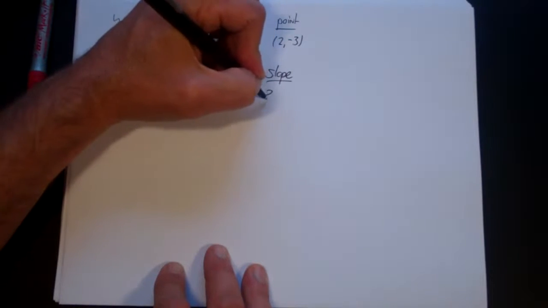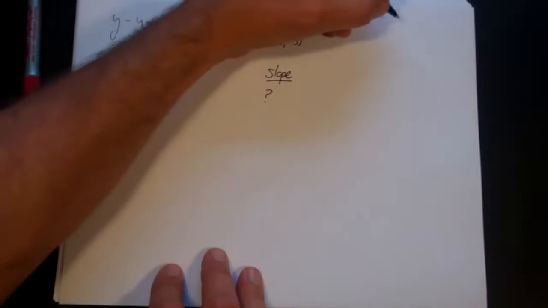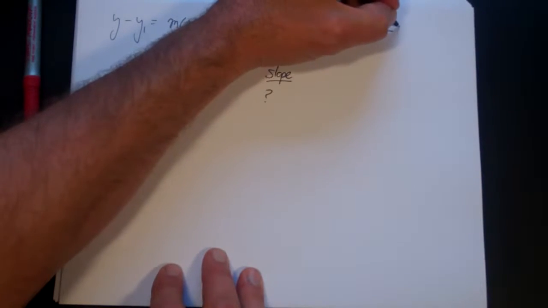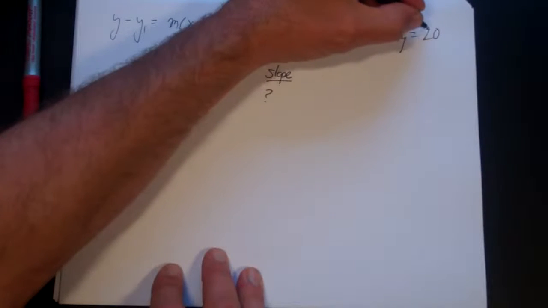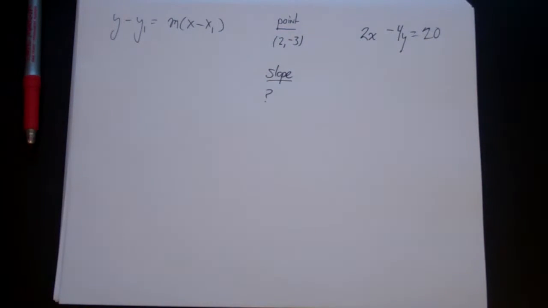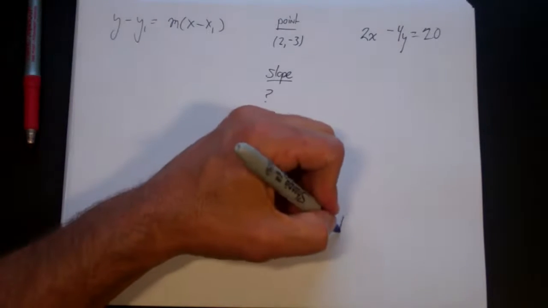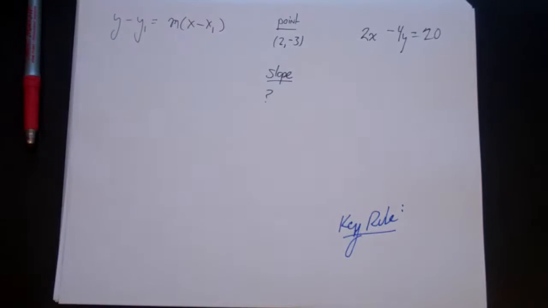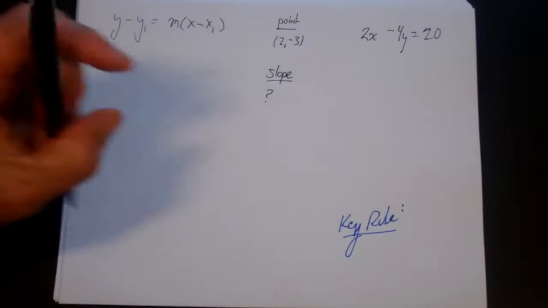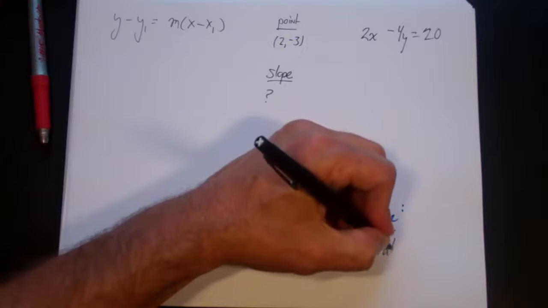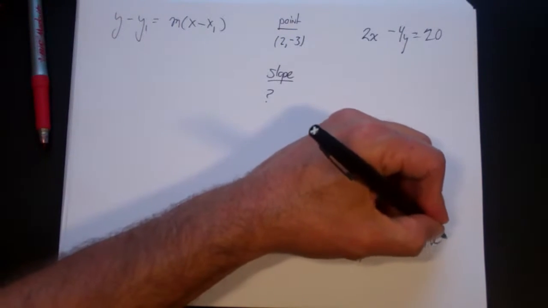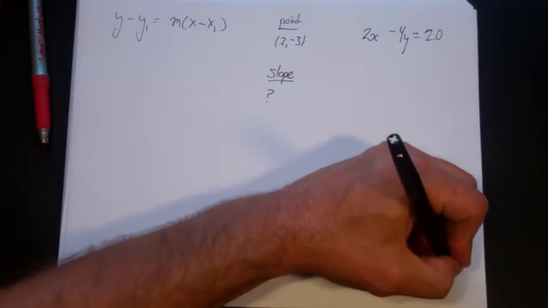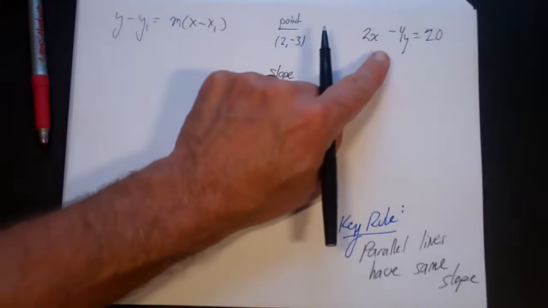And the slope is what I don't know. But I do know that the slope of the line that I want is parallel to 2x minus 4y equal to 20. And I know that parallel lines have the same slope. So that's the key rule. The key rule: parallel lines have the same slope. So what I'm going to do is I'm going to find the slope of this line.